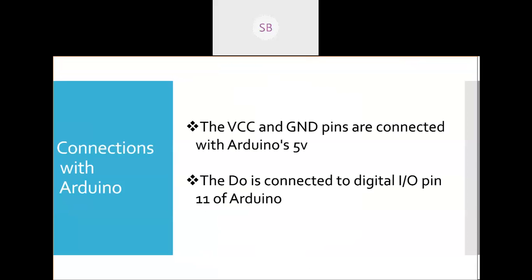Connections with Arduino. The VCC and GND pins are connected with the Arduino's 5V. The DO is connected with the digital IO pin 11 of Arduino.